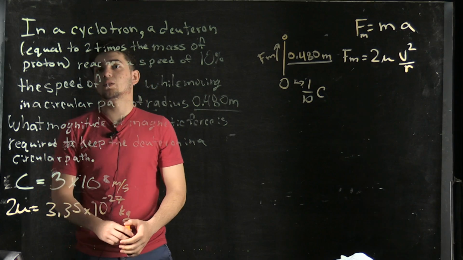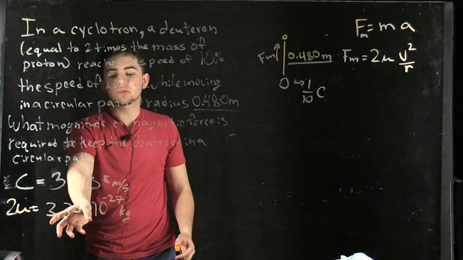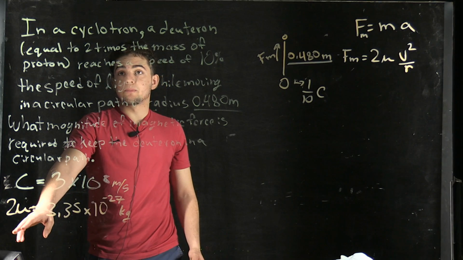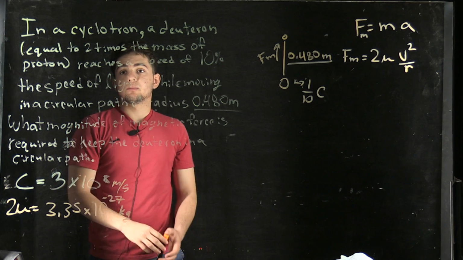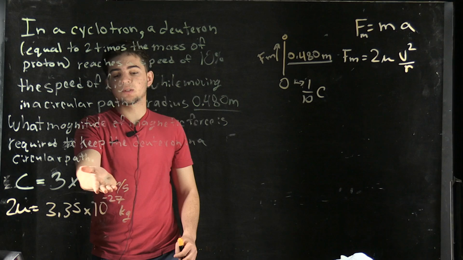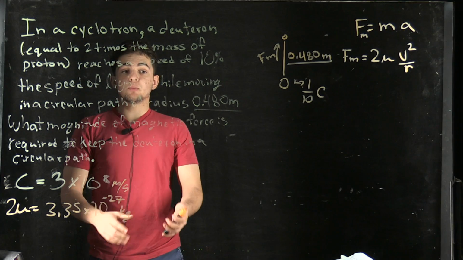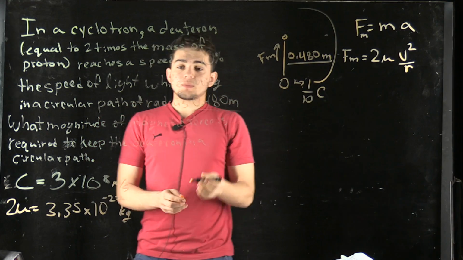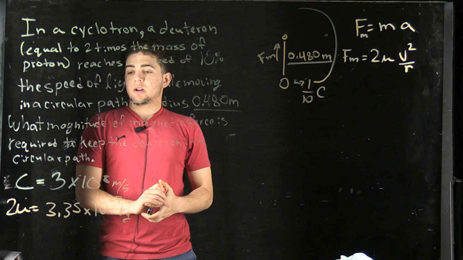In a cyclotron, a deuteron, which has a mass equal to 2 times the mass of a proton, about 3.35 times 10 to the negative 27 kilograms, I'm going to be saying that that's 2u. It's going to reach 10% the speed of light, being 3 times 10 to the 8 meters per second. It's going to be moving in a circular path with the radius being 0.48 meters.